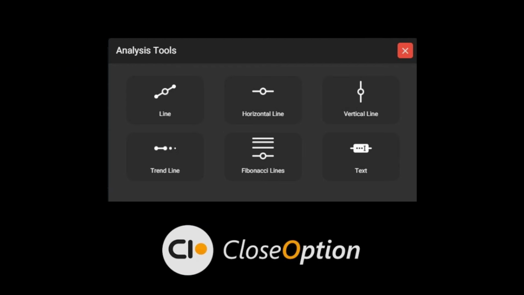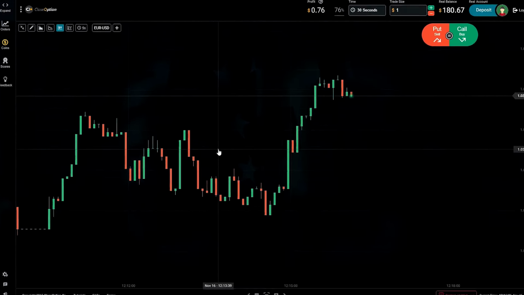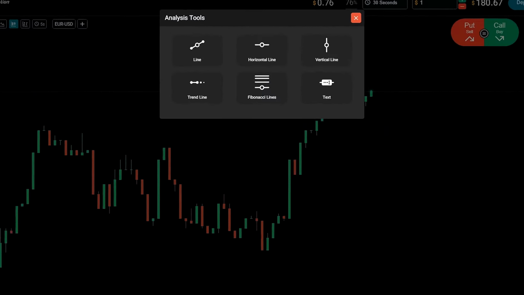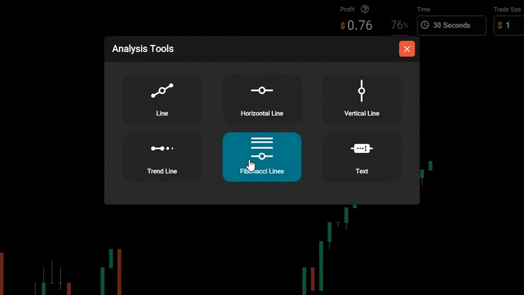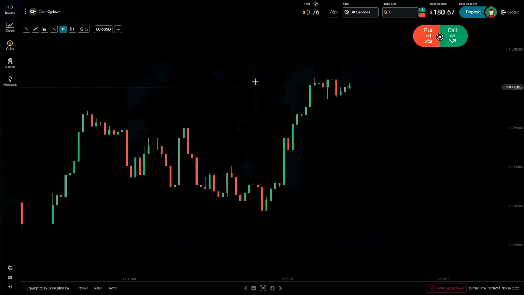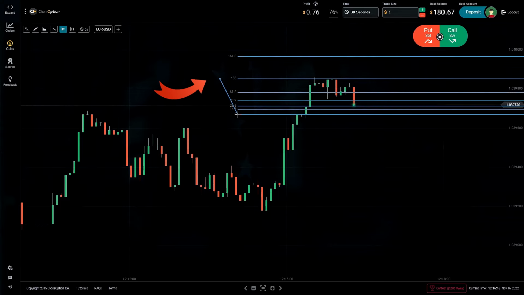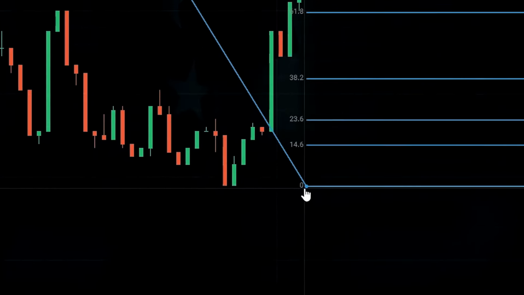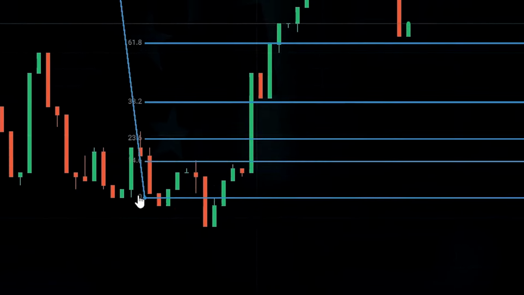How to use charting tools on Close Option. Access the platform and click on the pen symbol at the top left. Select the Fibonacci lines. Click on the chosen point and drag the mouse to another point. You can move a point to your preferred location.